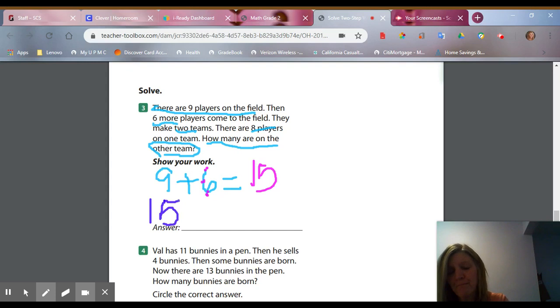Well, if you know there's 8 on one team, you need to subtract them to find out how many kids are left for the other team. So 15, take away 8. Count backwards, or you can add up. Let's do some counting backwards. 15, 14, 13, 12, 11, 10, 9, 8, 7. So how many players are on the other team? The answer is 7 players.